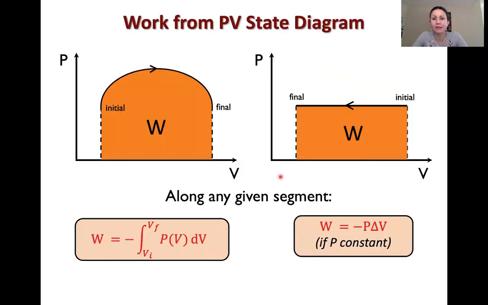And just to summarize what we saw last time, we introduced work as it's presented in a PV state diagram. A PV state diagram is just a diagram of pressure versus volume for a given process that has some initial and final state. Here, for example, the volume was increasing at a pressure which was not constant, so changing as a function of volume.